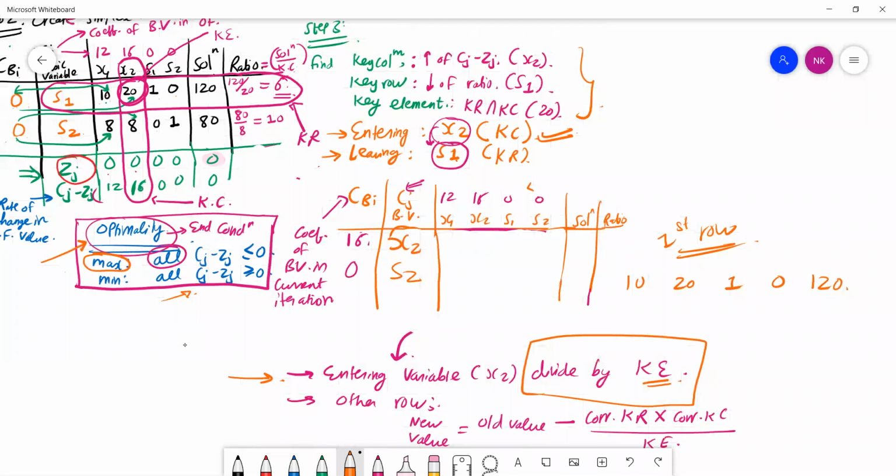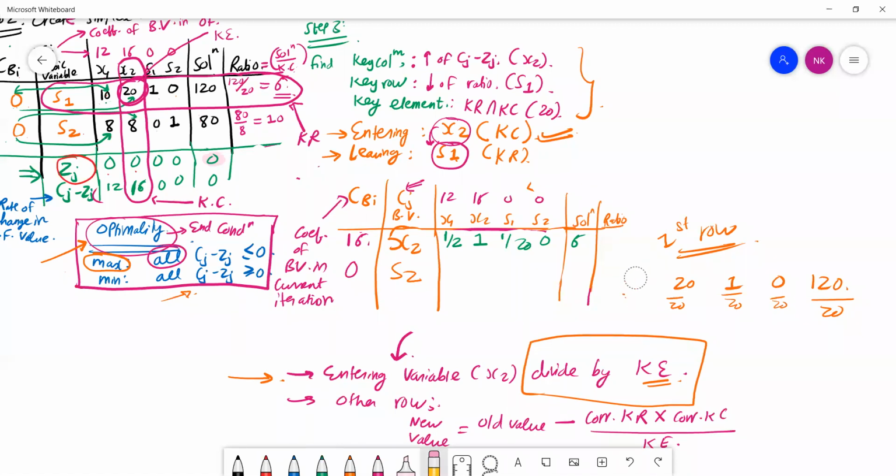So corresponding to the first row, we have written the particular values. Now with reference to these values, we will divide by the key element. The key element is nothing but 20, so divide all the values by 20. So 10 by 20, it's 1 by 2. So just write over here 1 by 2. For X2, 20 by 20, it's 1. S1 is 1 by 20. S2 is 0. And the solution is 120 by 20, so it will be 6. So we have mentioned the entering variable X2. We have filled up this particular row.